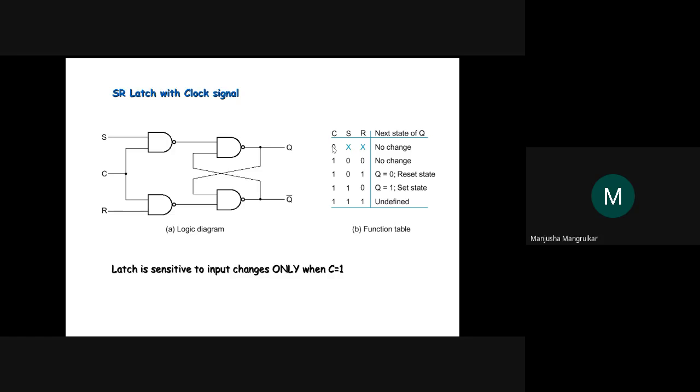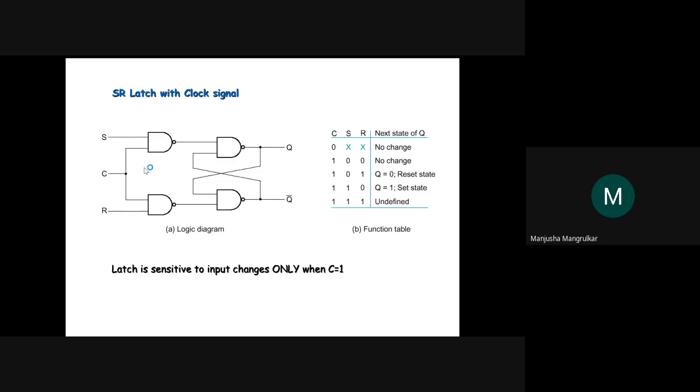When the clock is 0, there is no change in an SR flip-flop, whatever the values of S and R. But if the clock is 1, it will operate as a flip-flop. Clock 1 means it is a high pulse. So now if the clock is 1, suppose S and R are both 0.